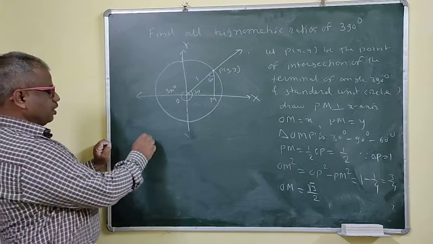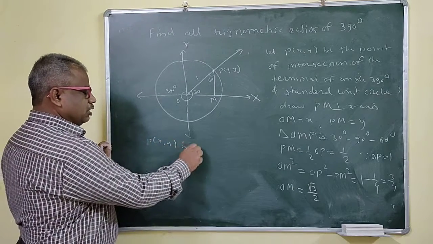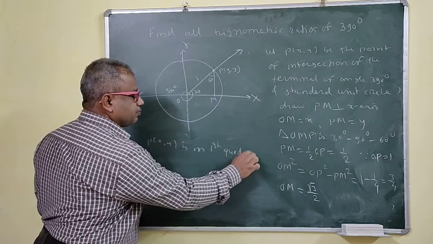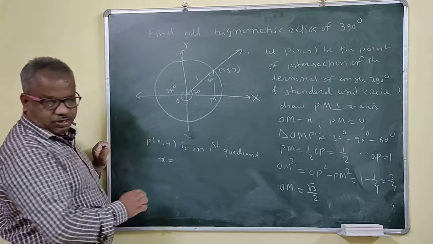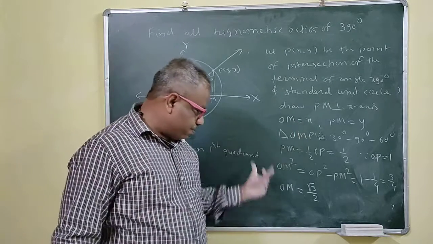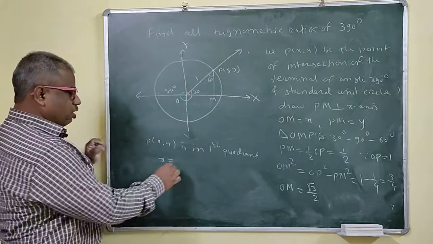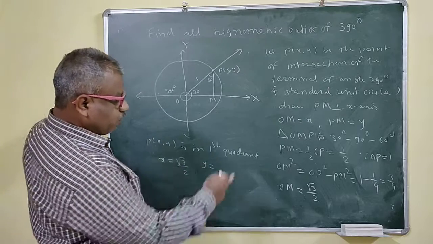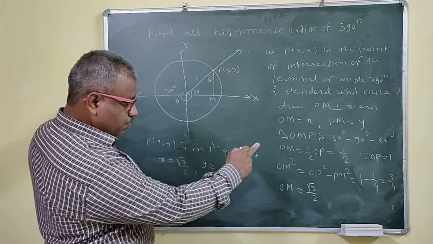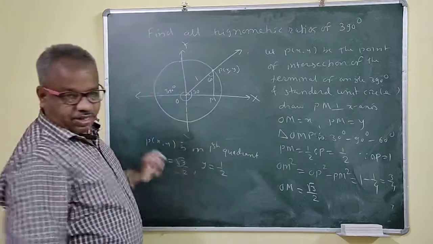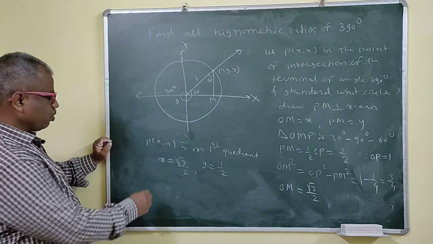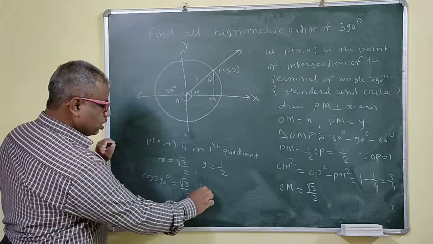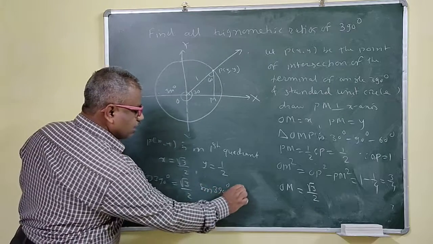Now your P(x, y) is in the first quadrant. So there x is positive, y is positive. Right? So your x is OM. OM is root 3 by 2. So you have to take the positive value, root 3 by 2. Your y is PM. PM is half now, so you have to take the positive value. So this is nothing but cos 390 degree is equal to root 3 by 2. Sin 390 degree is equal to 1/2.